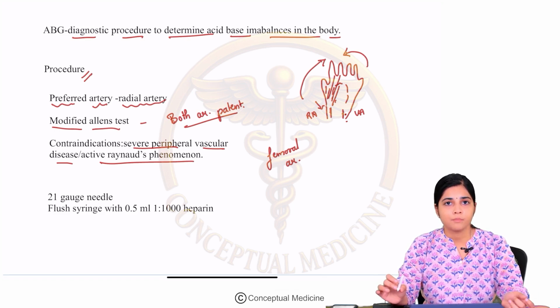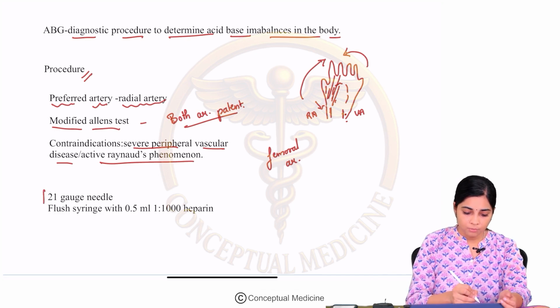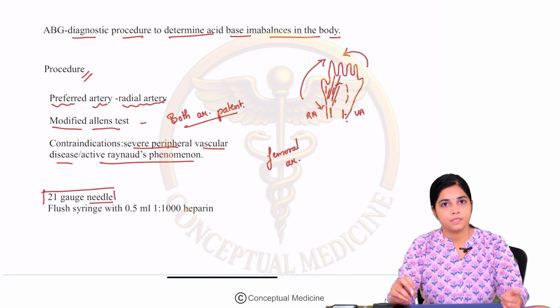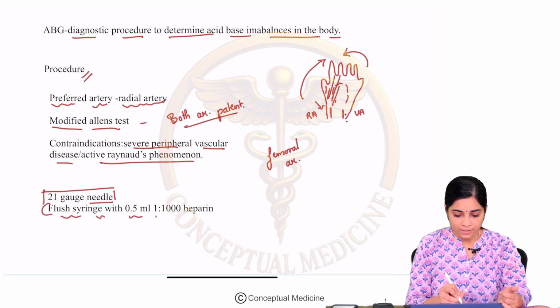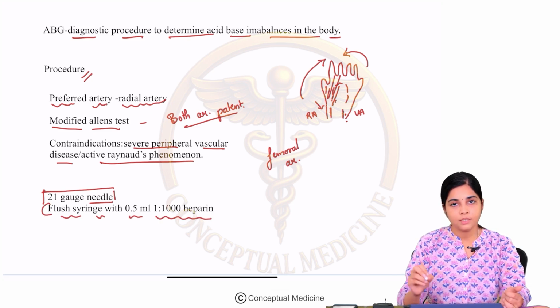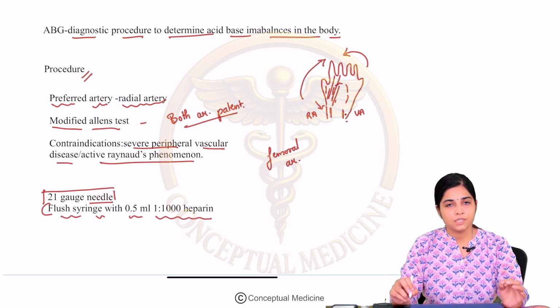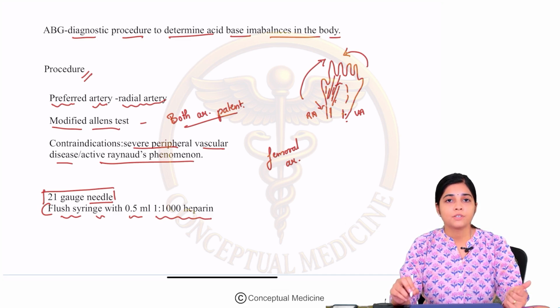Once you have done your Allen's test and you have seen that there are no contraindications to taking your ABG, then what do you do? What is the needle that is used? The needle is a 21 gauge needle. This is flushed with 0.5 ml of 1 in 1000 heparin. So what is the use of this heparin? It ensures that the blood does not clot immediately.